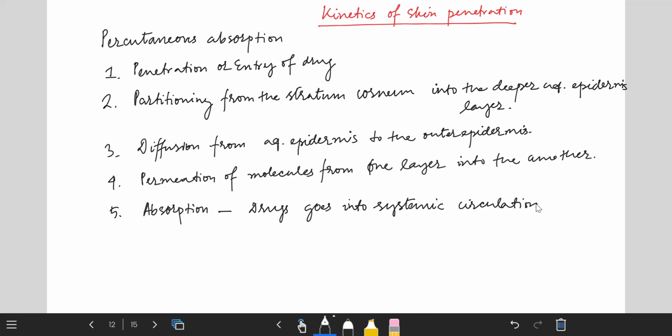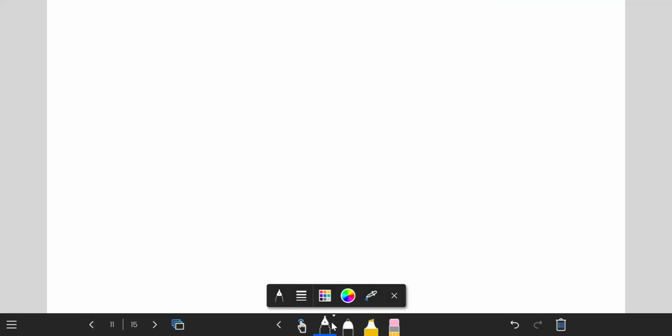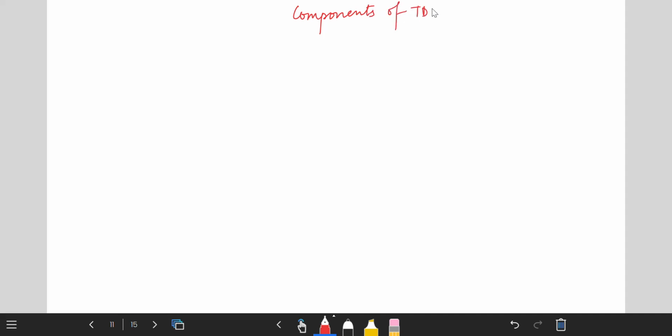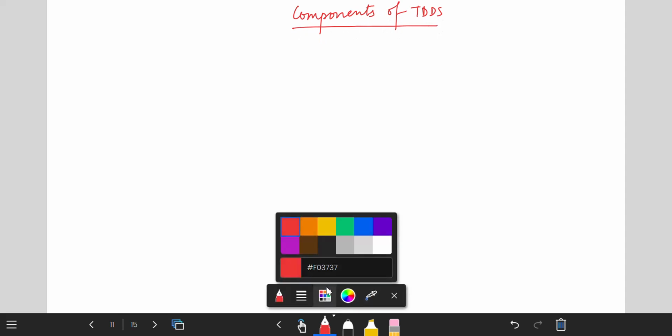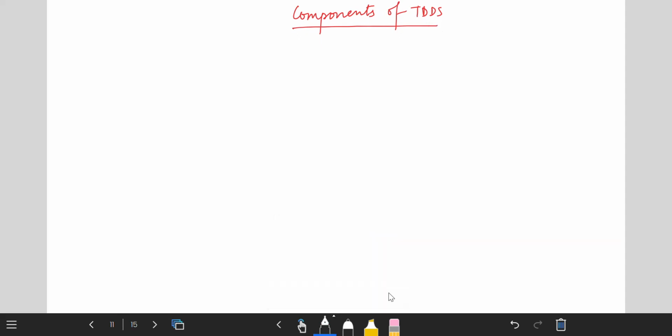Now, what are the components? So next is components of TDDS. There are mainly 5 components used. First one is an impermeable backing membrane.